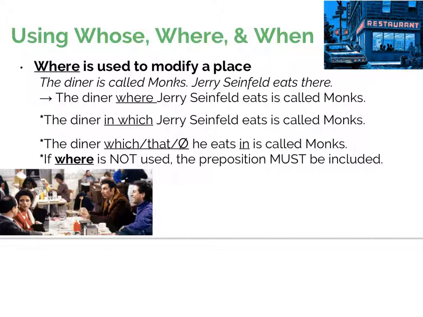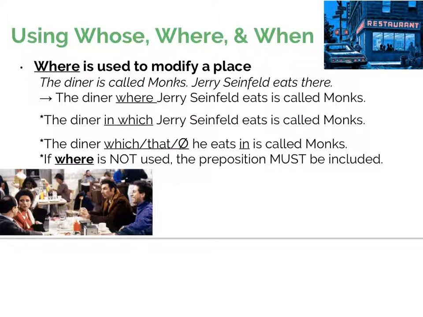It is also important to know that if you decide to use which or that, or if you decide to delete the adjective clause pronoun in order to join the sentences together, you must use a preposition that demonstrates location in the sentence. In other words, if you don't use where in an adjective clause, you need to use a preposition in the adjective clause. Look at the second example. The diner in which Jerry Seinfeld eats is called Monk's. Notice that the preposition in is used before which.